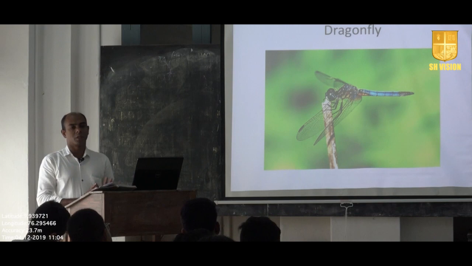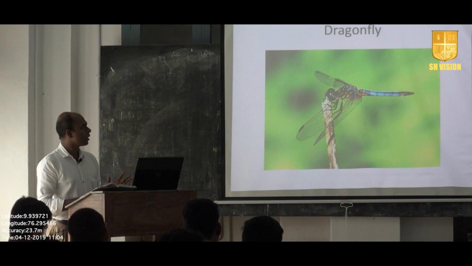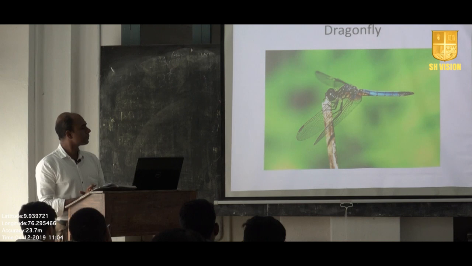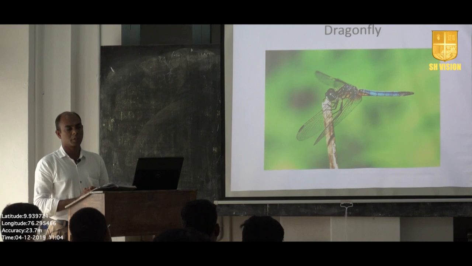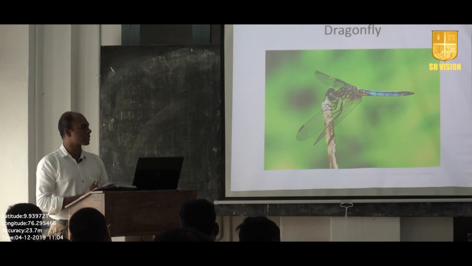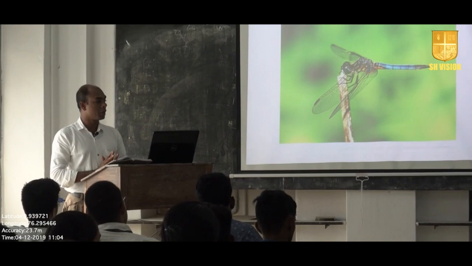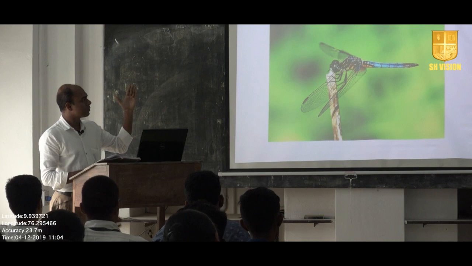Another group is the dragonfly, something related to the damselfly. Dragonfly larvae are hatched and live in the aquatic habitat. They are also very colorful. They are highly predaceous. That means they prey on small insects while in flight. And the idea of developing helicopters is known to have come from the flight of this animal, the dragonfly. Okay.